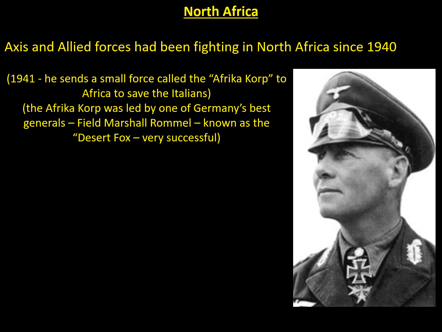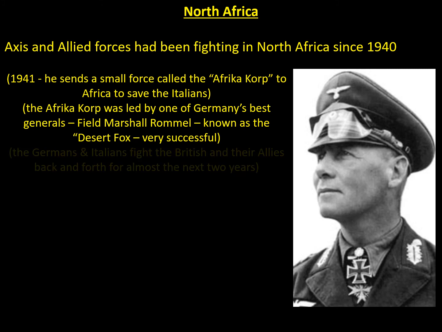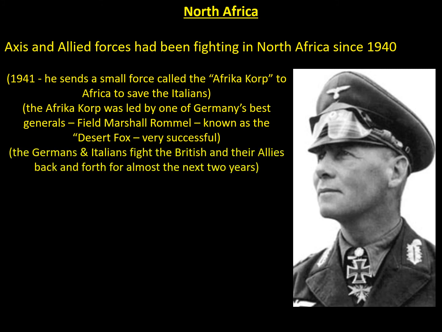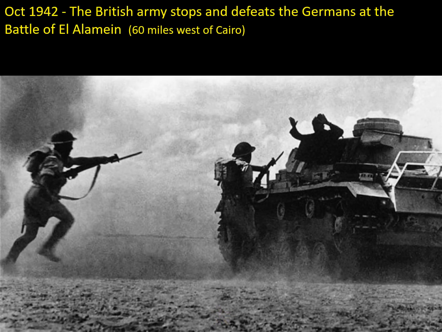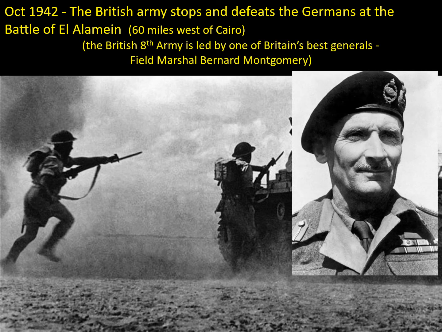The Afrika Korps was led by one of Germany's best generals, Field Marshal Rommel, known as the Desert Fox. He was extremely successful. Now the Germans and Italians fight the British and their allies back and forth for almost the next 2 years. But in October of 1942, the British Army stops and defeats the Germans at the Battle of El Alamein, about 60 miles west of Cairo. The British Eighth Army is led by one of Britain's best generals, Field Marshal Bernard Montgomery.